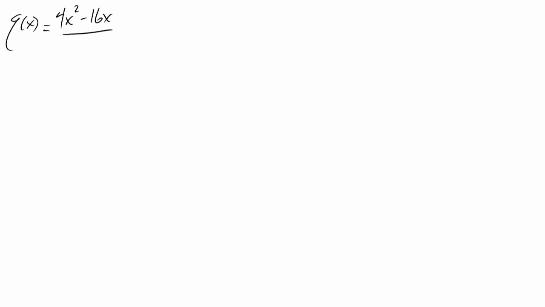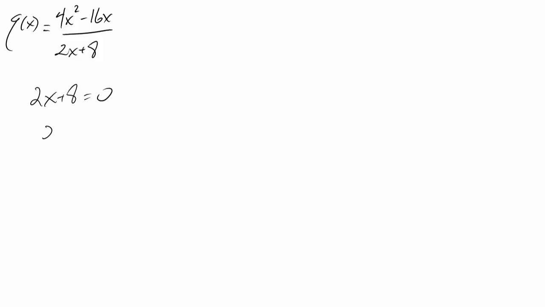So we get 4x squared minus 16 over 2x plus 8. All right, so when we look at the vertical asymptotes, what we want to do is just take our denominator and set it equal to 0. So we'll take our 2x plus 8, set it equal to 0, and just solve this algebraically.